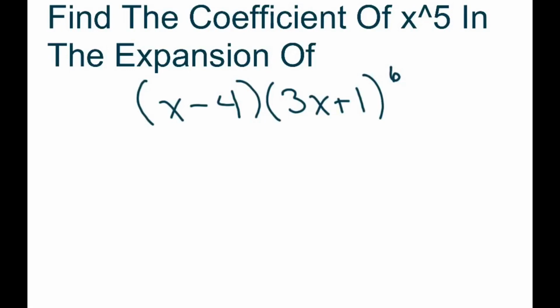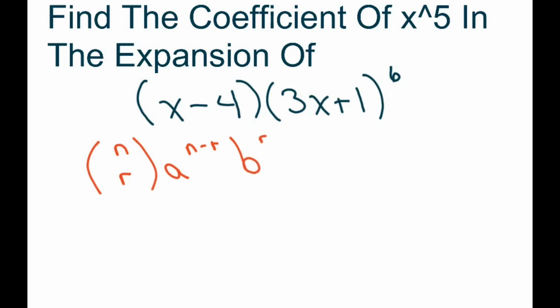Hi everyone, we're going to find the coefficient of x raised to the fifth power in the expansion of x minus 4 times 3x plus 1 to the sixth, and we're going to use our formula for binomial expansion: n choose r times a to the n minus r times b to the r.